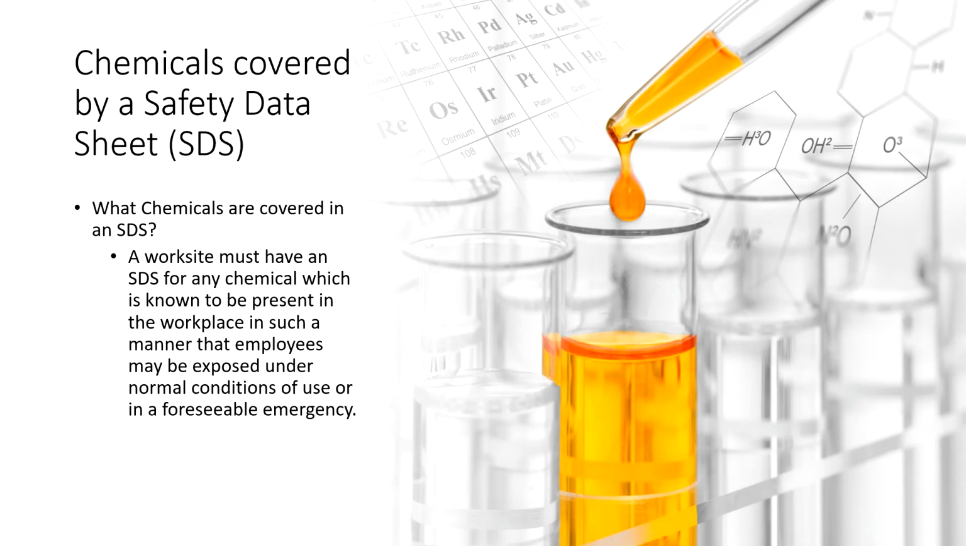So in this first one, let's talk about the things that we know that we have to have a SDS for. And this is a really easy, clear cut thing. We know that we need a SDS for a chemical which is known to be present in the workplace in such a manner that employees may be exposed under normal conditions of use or in a foreseeable emergency. Obviously, we think about things like hydrochloric acid, and just about anything that we know that there's going to be an adverse effect to.